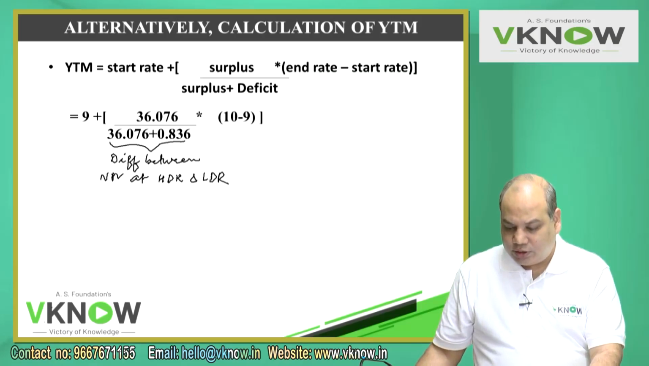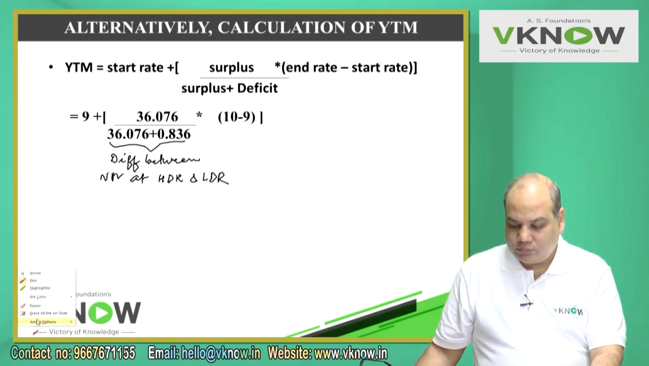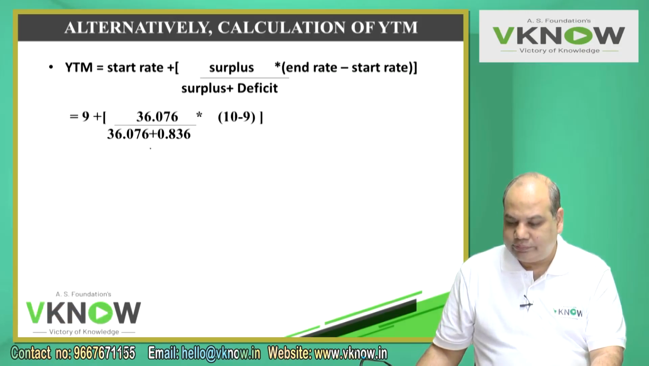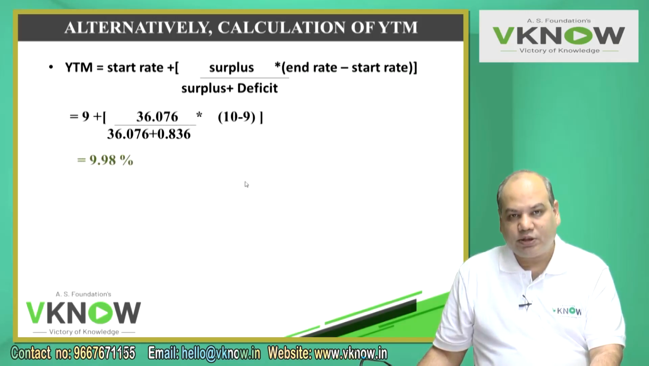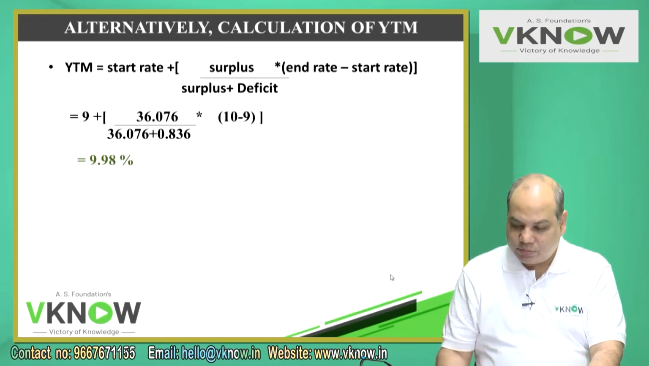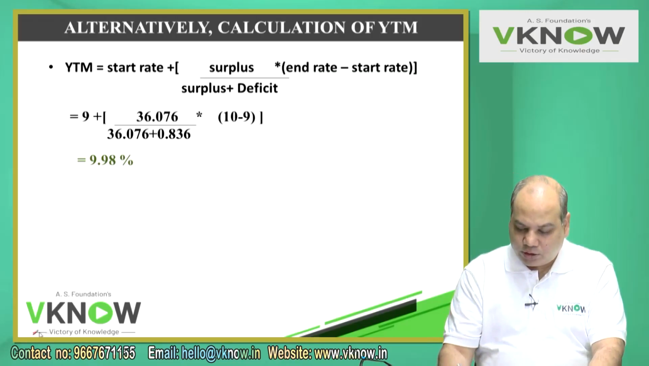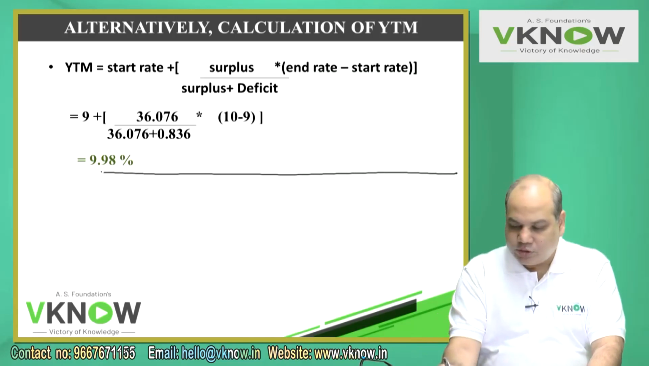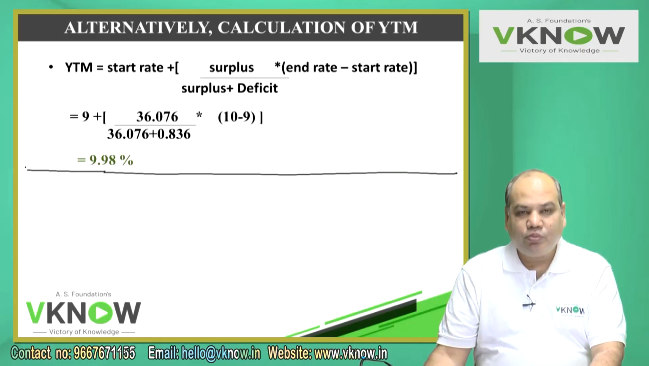Now take your calculator and solve. First solve this part into 1 and then plus 9. So that will give you 9.98%. So this is a more accurate answer. This is the IRR method. This is a more accurate answer because it takes into account the time value of money.